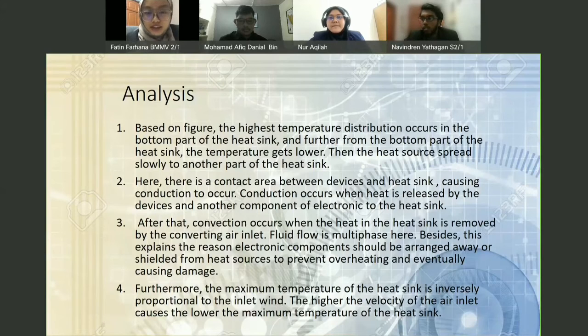Besides, this explains the reason electronic components should be arranged away or shielded from heat sources to prevent overheating and eventually causing damage. Furthermore, the maximum temperature of the heatsink is inversely proportional to the inlet wind. The higher the velocity of the air inlet, the lower the maximum temperature of the heatsink. That's all for me. I will pass to AQILAH for discussion and comparison.